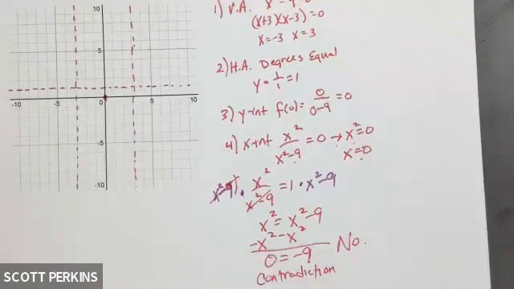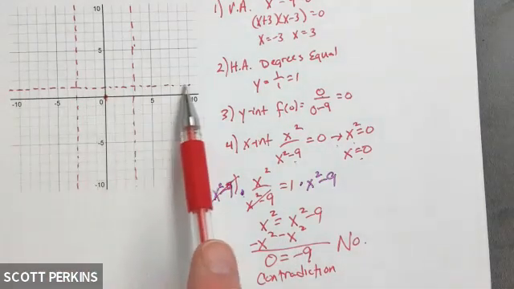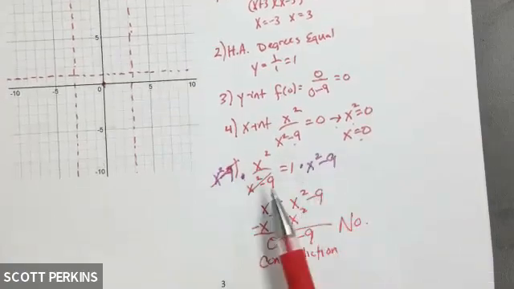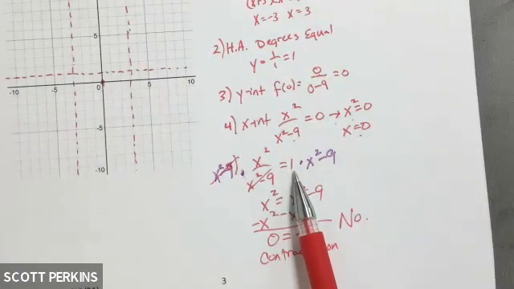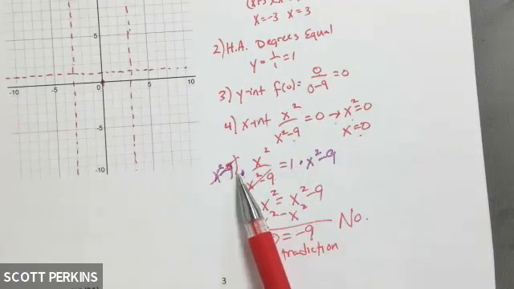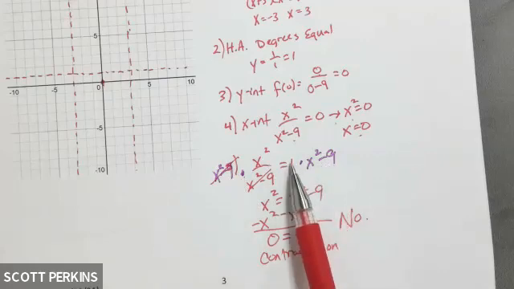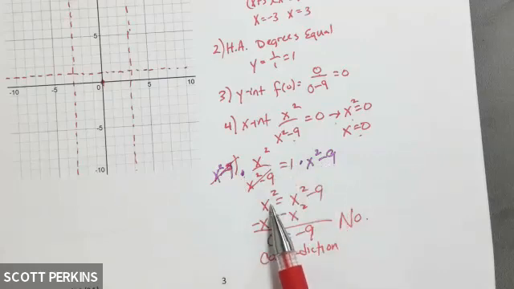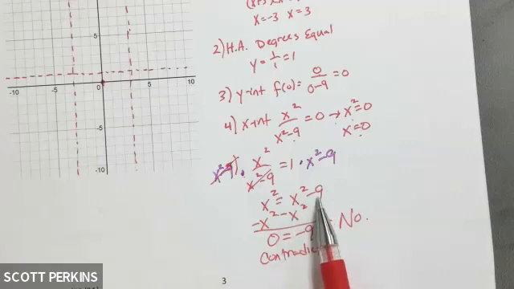And then the last thing is, does this go through the horizontal asymptote? Does this go through the y value 1 that I have dotted? And you can see when I set this equal to 1, and I clear the fractions by multiplying both sides by x squared minus 9, I end up with the equation x squared equals x squared minus 9. When I go to get my x squareds all on the same side, I get a contradiction. So no, it never goes through.